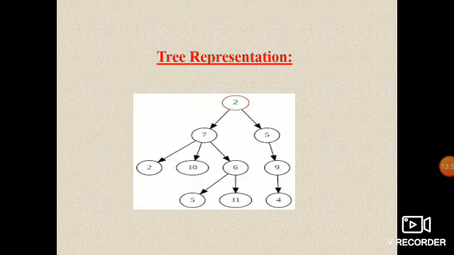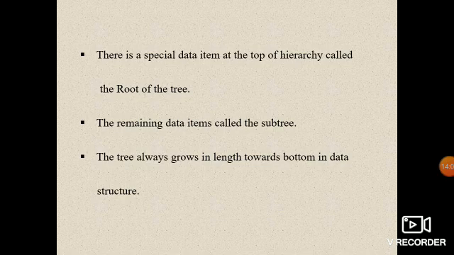7, 5, 7, 5, 6, 9. These are all the subtrees. The tree always grows in length towards the bottom. In data structures the tree can be increased, like a family can be increased. Not at the top, but at the bottom.